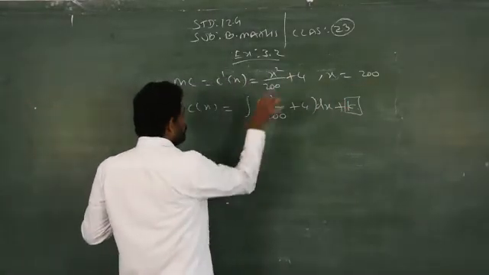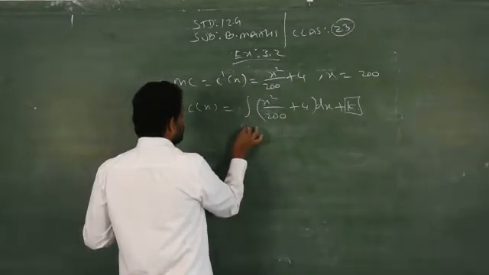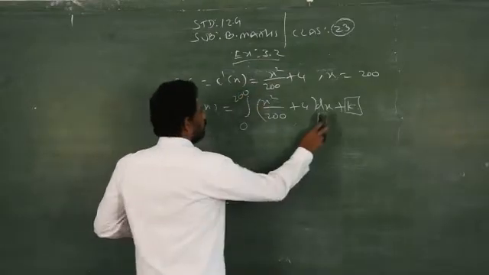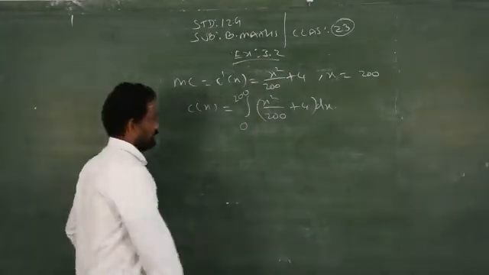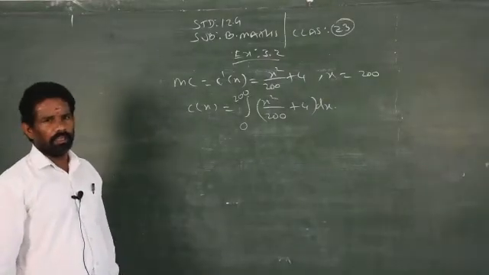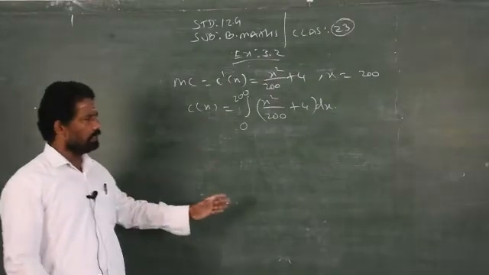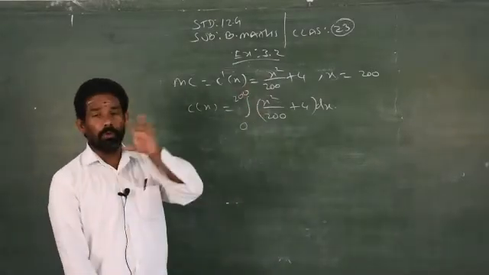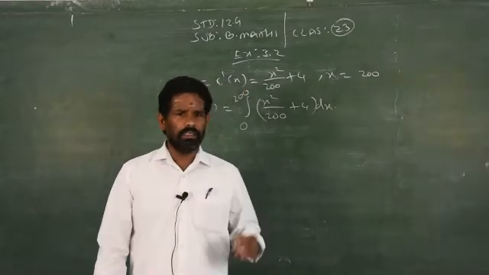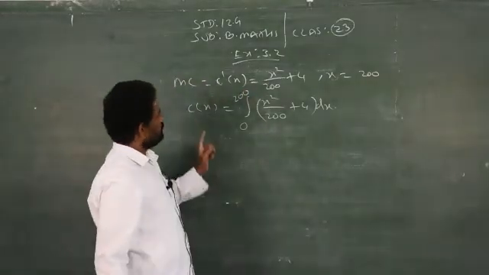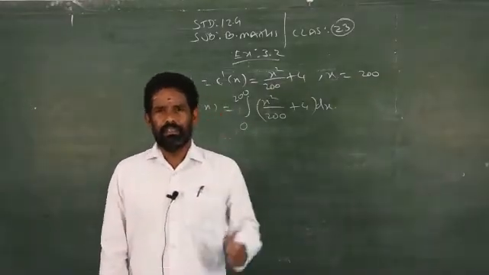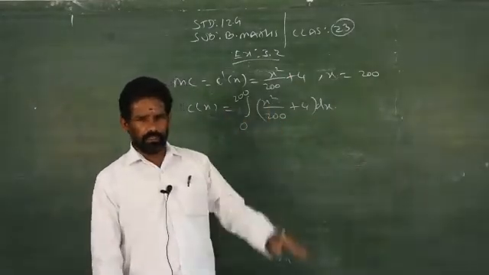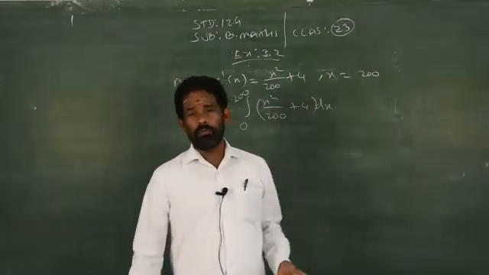You are asked to find the cost of producing 200 units. Therefore, when the number of units produced is given, you go only to the definite integral instead of the indefinite integral. Clear? So, now you know the difference between indefinite integral and definite integral. When the limit for x is given, you go straight to the definite integral. When the limit of x is given along with the cost, you go for indefinite. Only x limit is given, then you will go to definite integral.